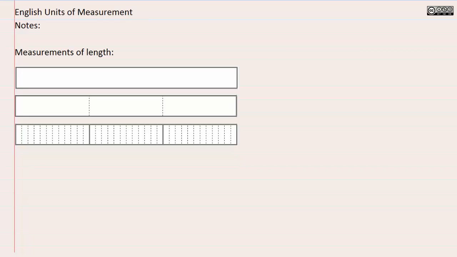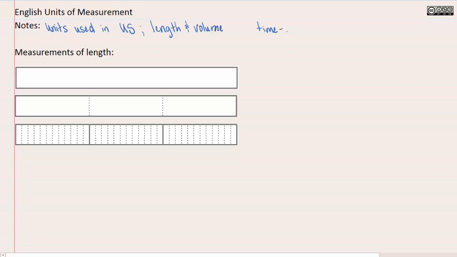Today we will be learning about the English units of measurement. To begin with, the English units of measurement are the units that are used in the United States. Also, the units we will be looking at are those of length and volume. We will also be looking at the units of time, but the units of time are universal, meaning that all countries use the same units of time.